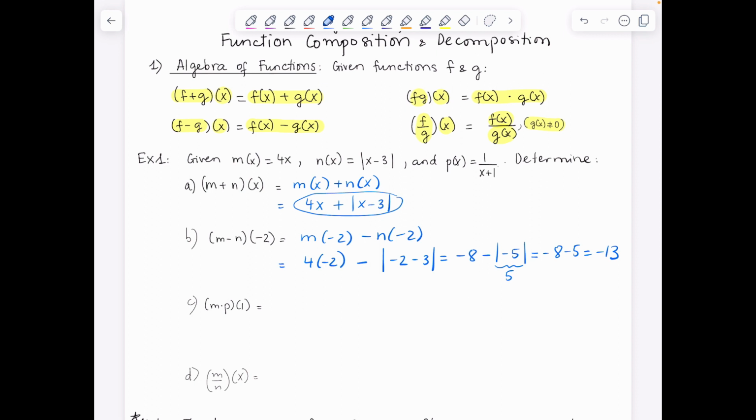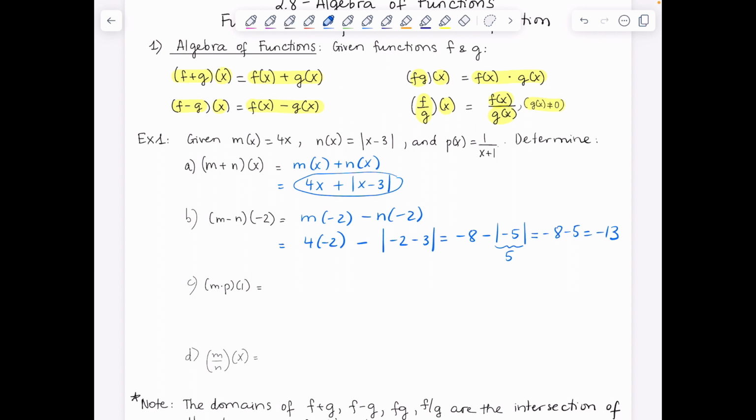Now let's try multiplication. M times p of 1. So m is determined by 4x, but let's first rewrite it in the form m of 1 times p of 1. M is 4x, so we're looking at 4 times 1. And then times p, which is 1 over x plus 1, so we're looking at 1 over 1 plus 1. This will give us 4, and the other quantity is 1/2. 4 times 1/2 gives us 2.